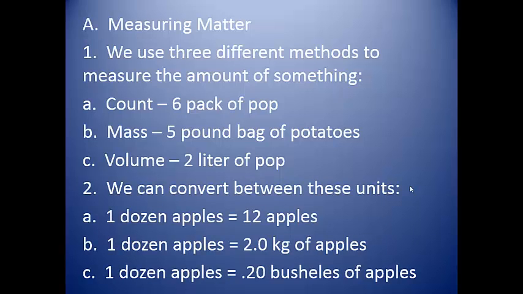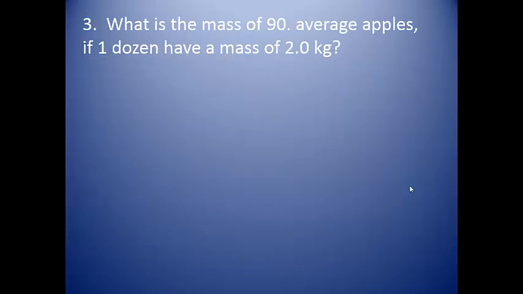For instance, when counting, we know that a dozen is equal to 12. When we do mass, we could take those dozen apples and get a mass, say 2.0 kilograms, for example. We can also take that counting amount and convert that to a volume by using something like bushels of apples. So we're going to start off with a conversion. We haven't done any for a little bit, so we need to practice.